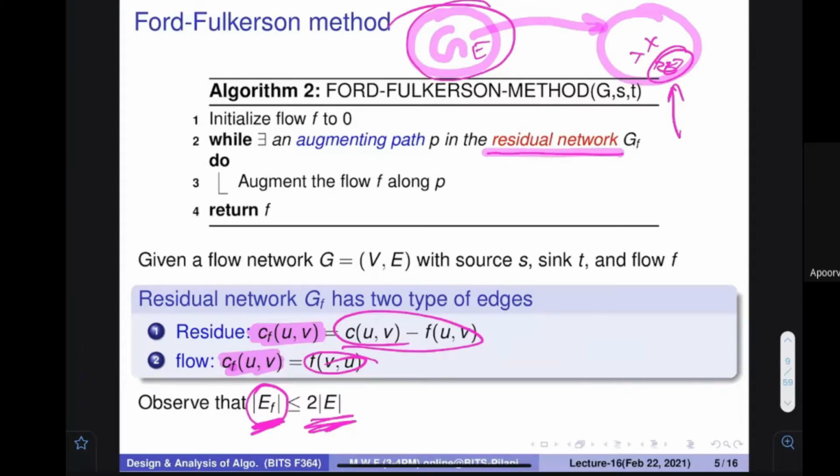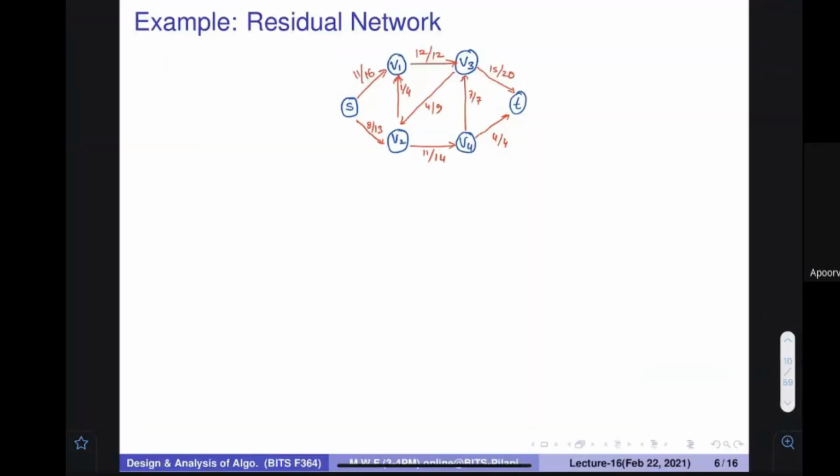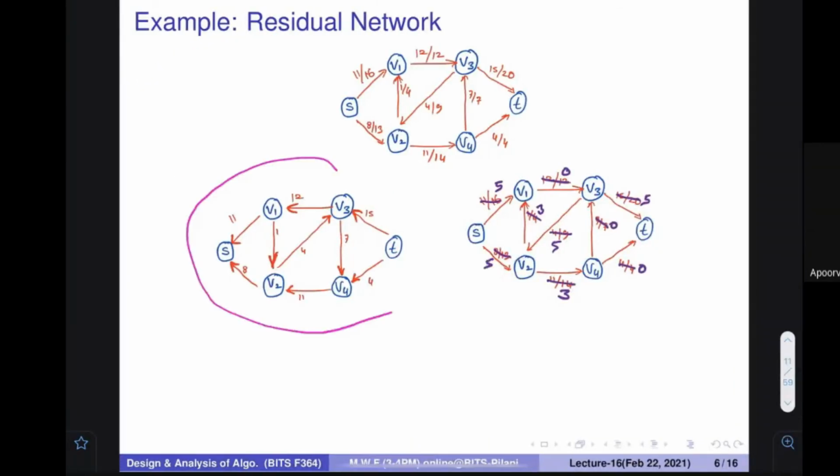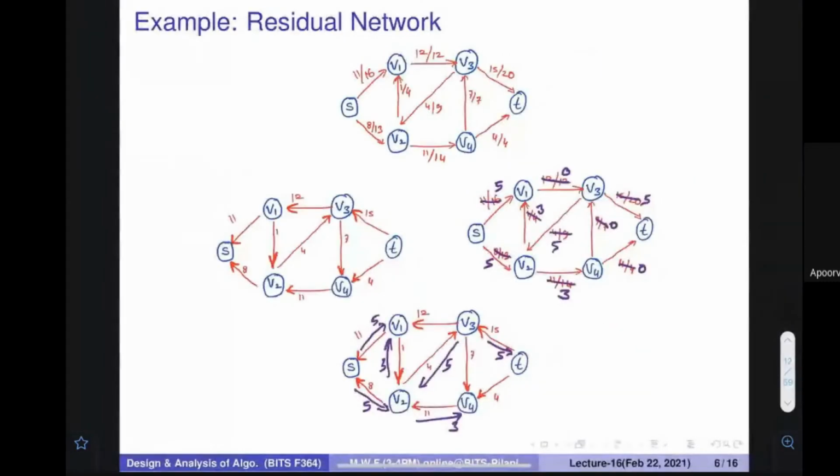Okay. So this was an example that we did in the last class. Here an intermediate processing step was shown, where 11 was the flow here, 12 was here, 15 was here, some flow was here. And then we created a residual network. And in the residual network, as I told you, you are going to create two kinds of edges, first this and second this, and they both are put into one place. And this is what the residual network is.